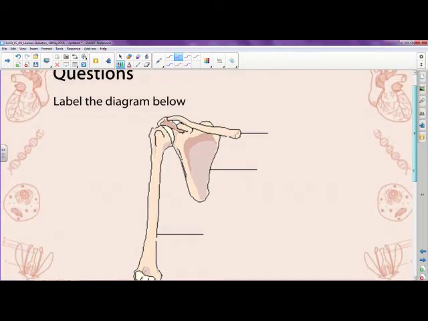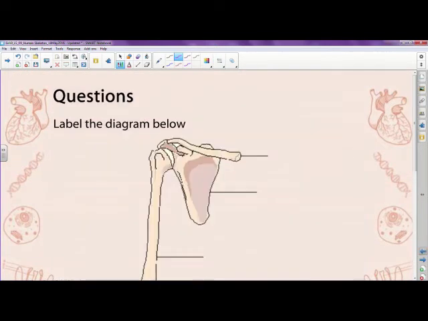If you have a look below here, is going to be the diagram of the upper limb. Oopsie, we're going a little bit too fast.